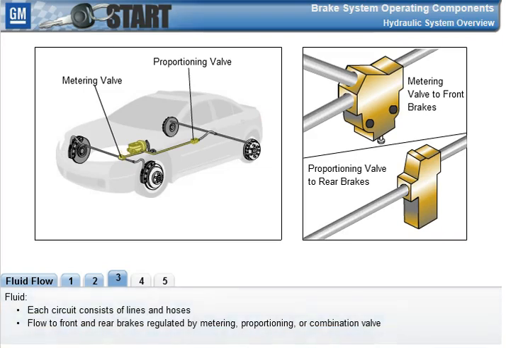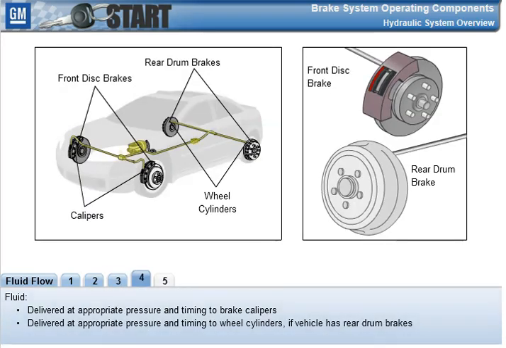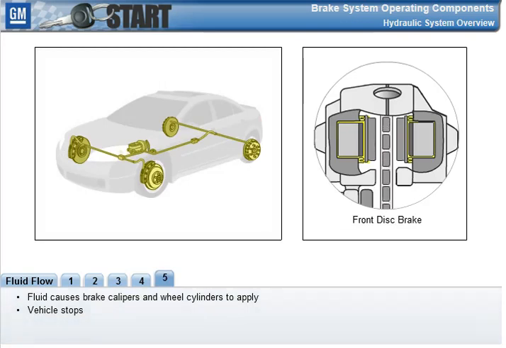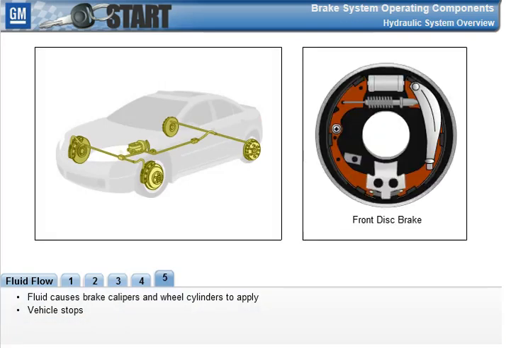Each hydraulic circuit consists of lines and hoses. Depending on the vehicle application, the metering, proportioning, or combination valve will regulate fluid flow to the front and rear brakes. The fluid is delivered at the appropriate pressure and timing to the brake calipers, and if the vehicle is equipped with rear drum brakes, to the wheel cylinders. The fluid pressure causes the brake calipers and wheel cylinders to apply, stopping the vehicle.